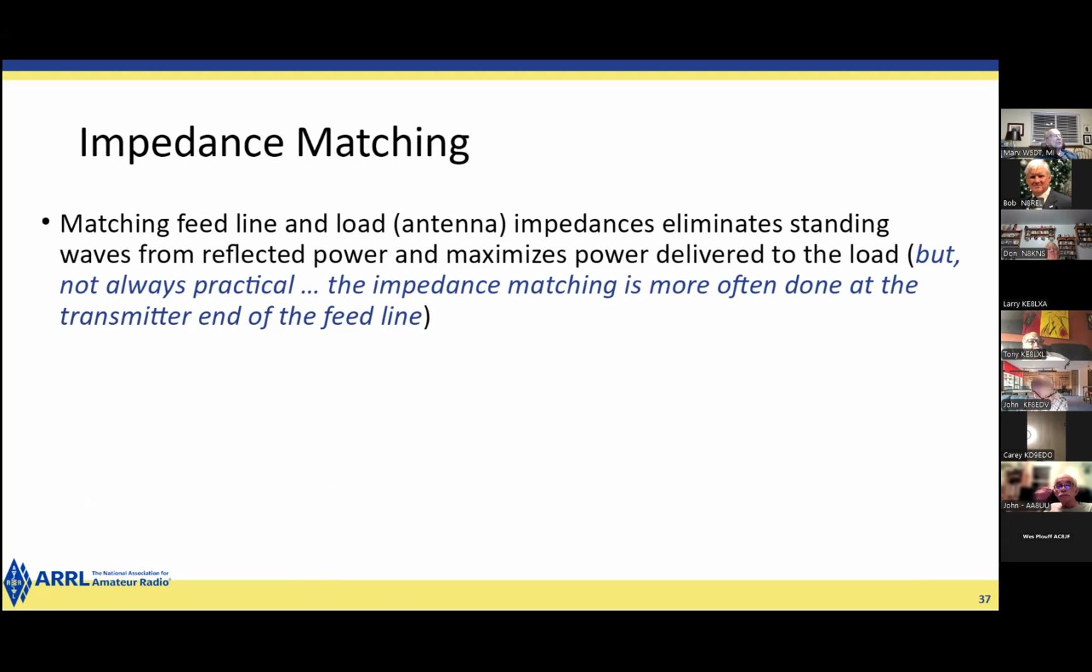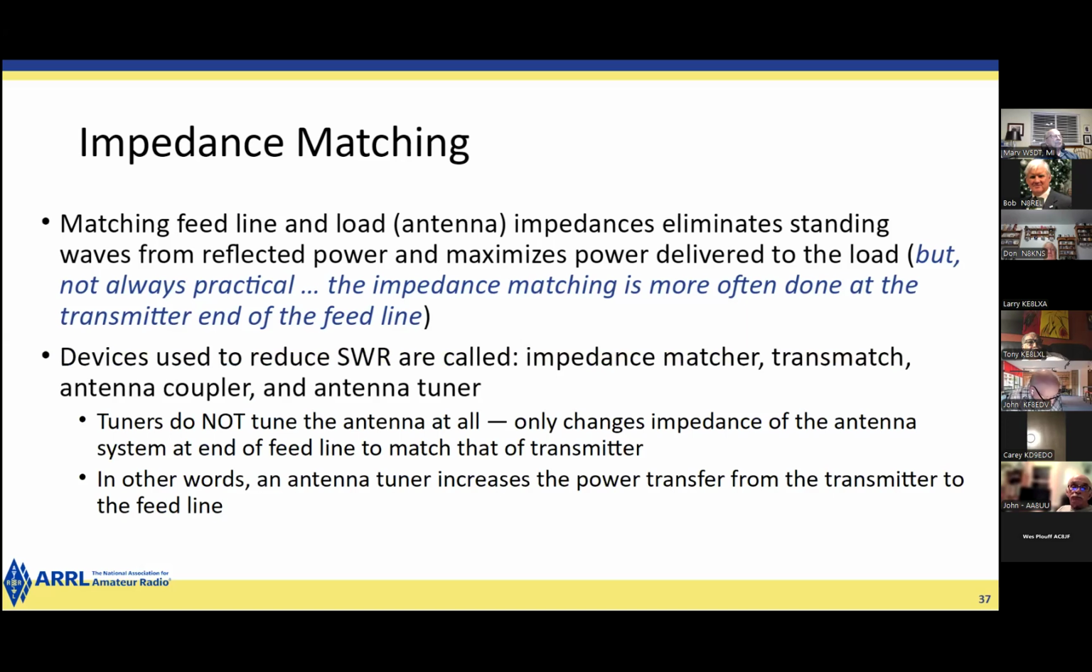So how do you match the impedances? Matching feed line and loaded antenna impedances eliminates standing waves from reflected power and maximizes the power delivered to the load. But it's not always practical. The impedance matching is more often done at the transmitter end of the feed line. Devices used to reduce SWR are called impedance matchers, transmatches, antenna couplers, antenna tuners.